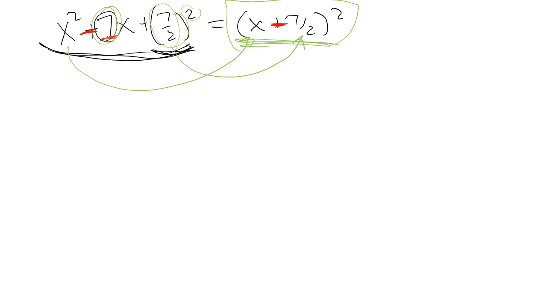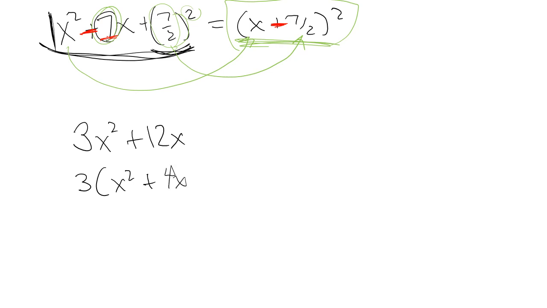So what if I don't have a 1 in front of the x squared? Every example I gave you had that 1. Well, that's the key. You need to have that 1. So if I gave you 3x squared plus 12x, and I said, all right, let's complete the square with that, the first thing you want to do is factor that 3 out. So x squared plus 4x would be left.